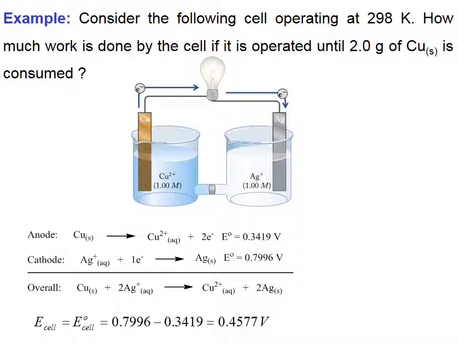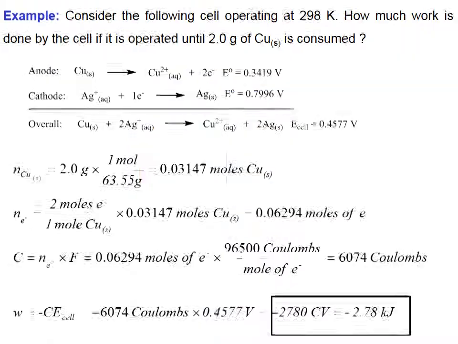So we need a balanced overall reaction, and then we can think, well, for every mole of copper that is consumed, I will generate 2 moles of electrons. So from there, I should be able to figure out my work, right? Because my work is just the cell potential multiplied by the charge transferred. So if I can figure out how many moles of electrons or how much charge is transferred, and then using my standard reduction potentials, I can get cell potential, I should be able to solve this problem.